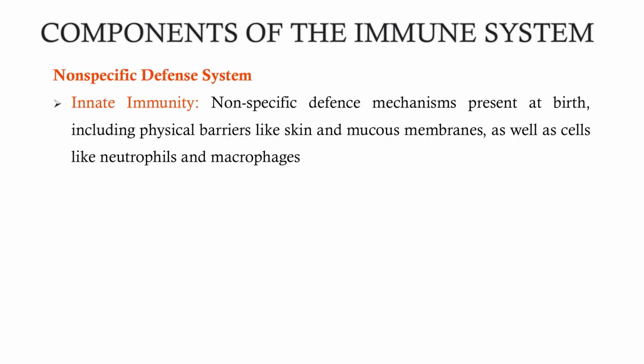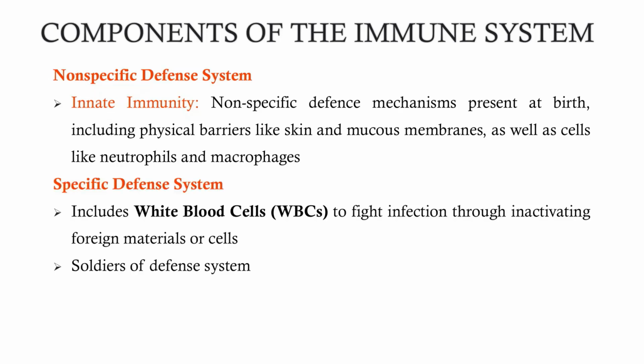The components of the human immune system. The immune system consists of two defense mechanisms: the non-specific defense system and the specific defense system. The non-specific defense system is otherwise called innate immunity, which is present since our birth. That includes physical barriers like skin and mucous membrane and cells like neutrophils and macrophages.